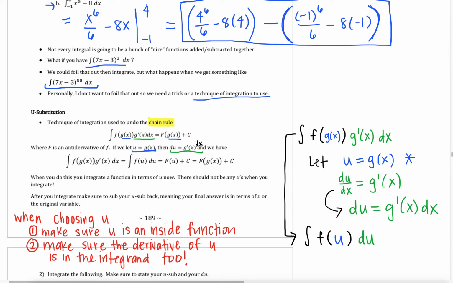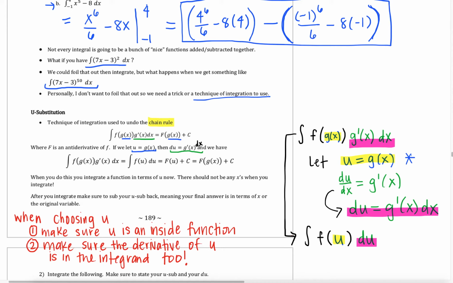And now from here, I'm replacing everything. So if u was equal to g of x, instead of having f of g of x, I'm going to end up with f of u, and instead of having this g prime of x dx in there, since g prime of x dx equals our du, I can replace that. So we're making a replacement on both parts of the integral so that anywhere that we had an x, which was our original variable of integration, we're replacing it so that we are all in terms of u.